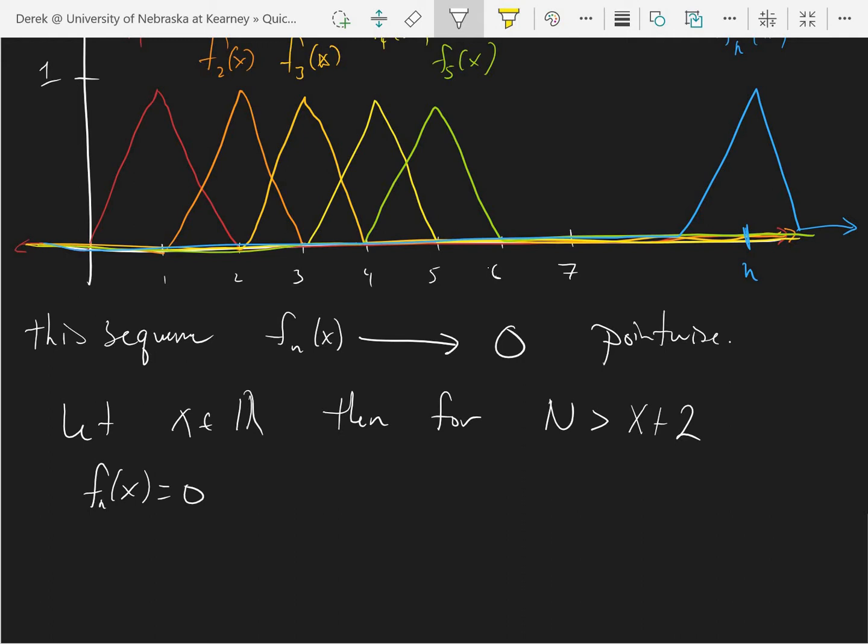N is where the peak of the triangle is, so if I put the triangle 2 past x, x is always going to be at least one step behind where the triangle starts increasing. So it will always be 0, which goes to 0 as n goes to infinity, right?